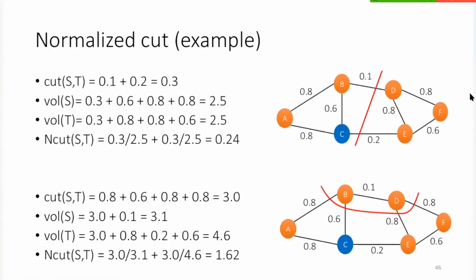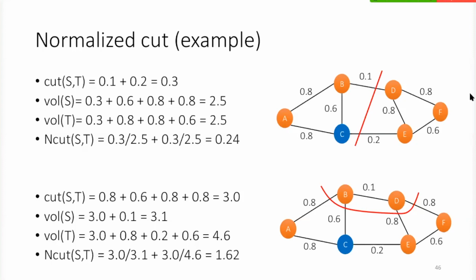Let's look at an example, because I think that's a bit easier. Here we do it on a weighted graph, not a binary graph. The cut S and T in this case, with the red line, basically goes through those two edges. So you just sum the weights: 0.1 plus 0.2 gives you 0.3. Then the volume of S, the one on the left here, is the size of the cut, so the 0.3 that we just calculated, plus 0.8, 0.6, 0.8 gives you this number. You can do the same for the T side, the other side of the graph, and you end up with this number. Then if you use the equation from the previous slide, you get 0.24.